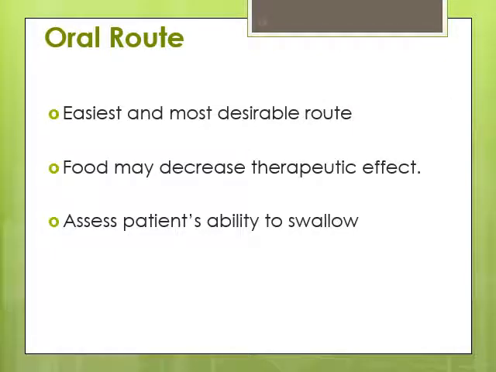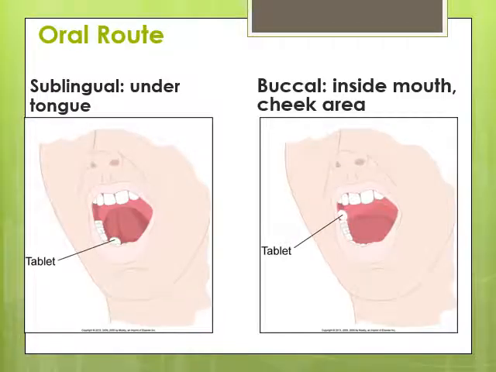So the oral route is the easiest and most desirable route, but the food may decrease its therapeutic effect. We should first assess a patient's ability to swallow before giving him an oral medication. في الصورة دي بنشوف البكال and sublingual roots اللي هي sublingual under the tongue, البكال inside the mouth cheek area. The types of oral route.